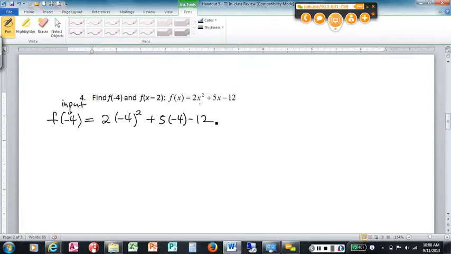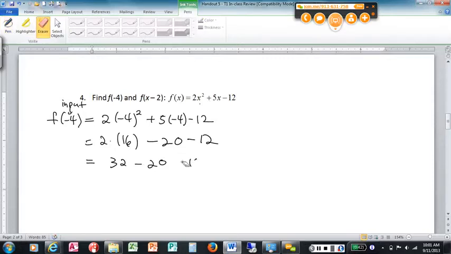Input negative 4. Now, using the order of operations that we know, we do the squaring first, and we square a negative 4, it's a positive 16. We can go ahead and do 5 times negative 4, that's minus 20, minus 12. 2 times 16 is 32. So we have 32. How about that? That's going to work out to be 0, isn't it? 32 minus 20 minus 12 is 0.